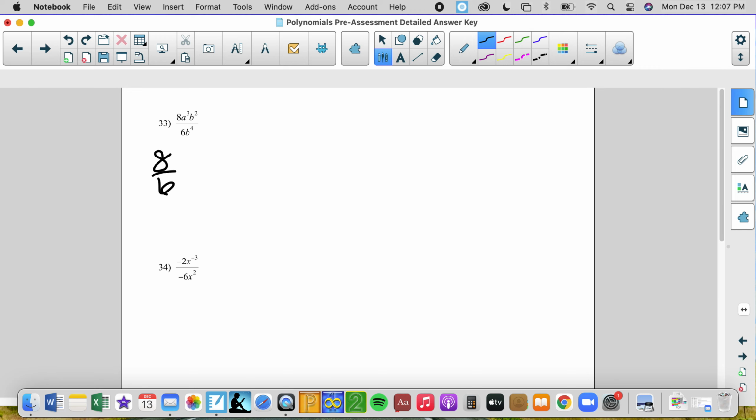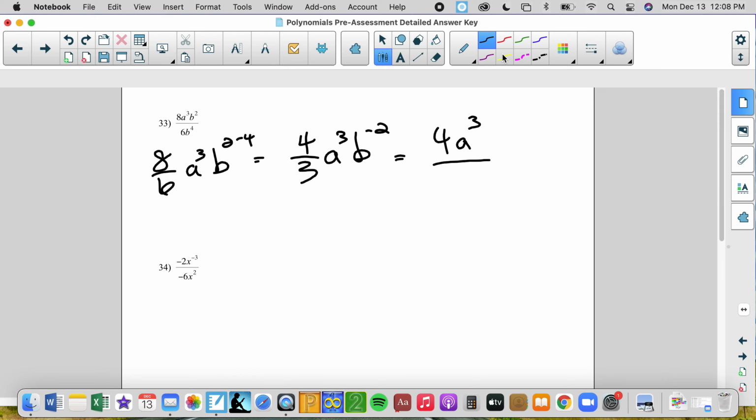8 over 6. A to the 3 has no partner, and it's in the numerator. B to the 2 minus 4. 2 goes into 8, and 2 goes into 6, so I'm going to reduce that to 4/3. A to the 3rd, B to the -2. The A to the 3rd is going to stay in the numerator with the 4, and the B to the -2 is going to go down with the 3 in the denominator.